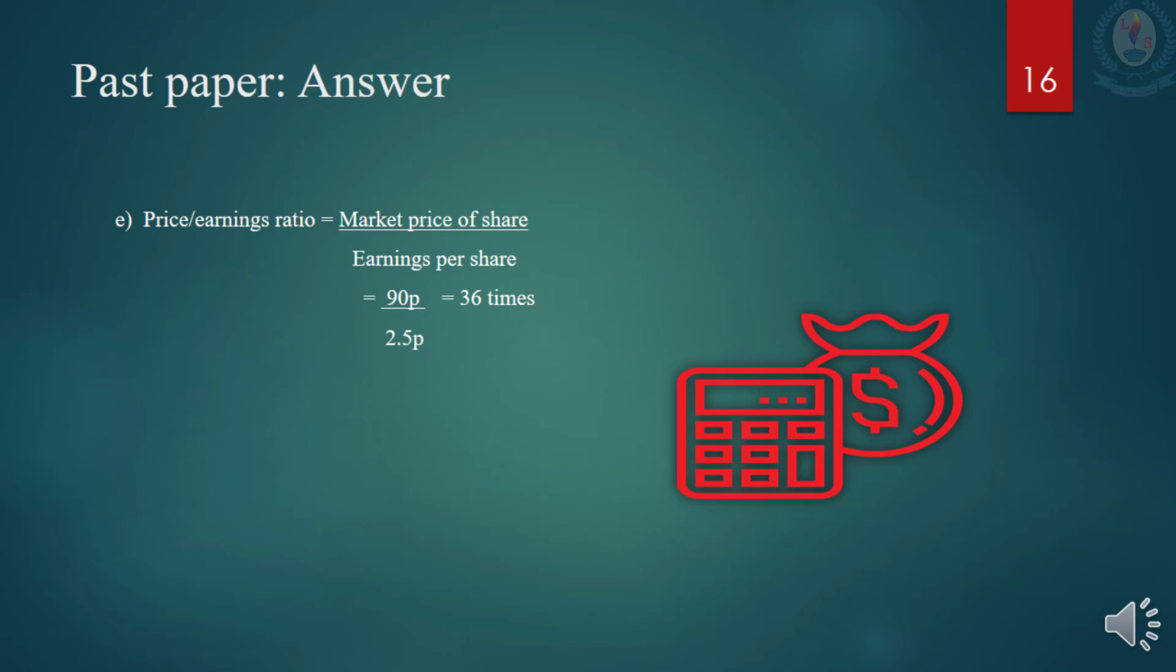Part E, price earnings ratio. This is calculated using the formula market price per share over earnings per share. Again, the information can be directly obtained. Market price per share is given in the sum and the earnings per share is already calculated. Now you can easily get the answer. The answer is 36 times.